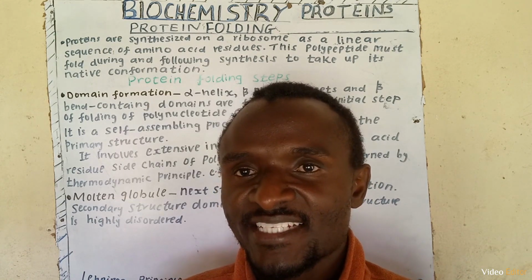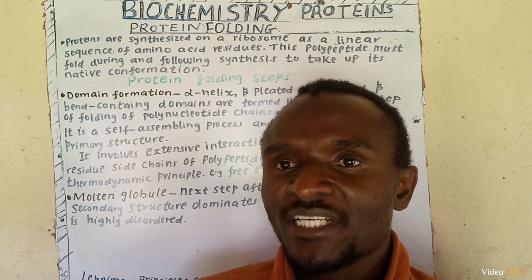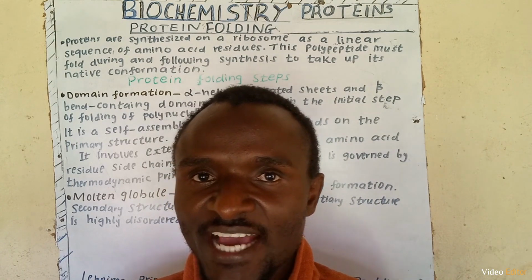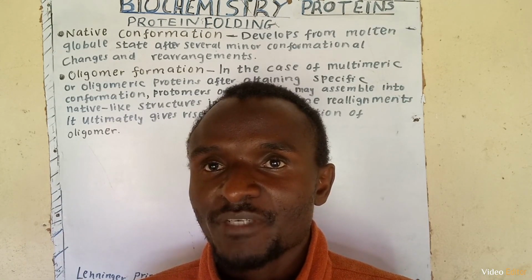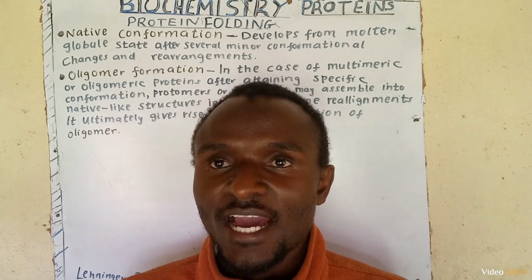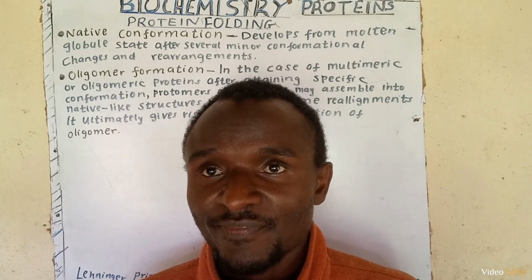This is the second step after domain formation. It is dominated by the secondary structure, while the tertiary structure is highly disordered. Now for native conformation, it develops from molten globule state after several minor conformational rearrangements.